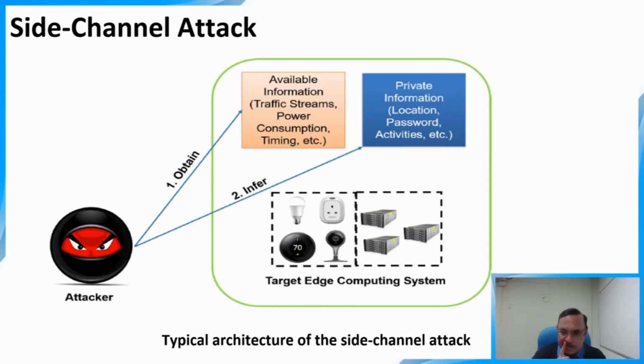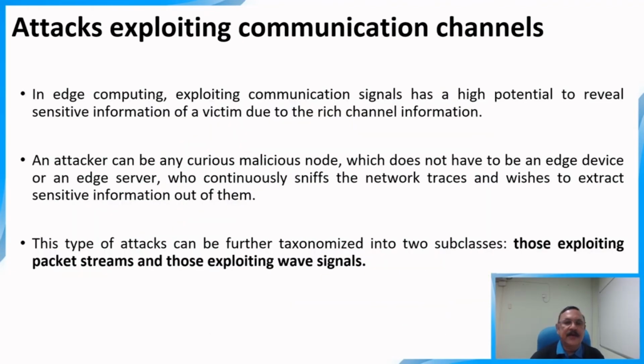So, here you can understand this particular attacker. It can obtain information using what is available, that is traffic streams, power consumption, timing, etc. Then it will use this information to infer private information, such as location, password, activities and so on, and then it will target the edge computing system. This is the typical architecture of a side channel attack.